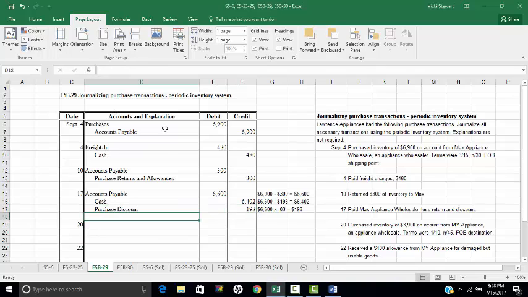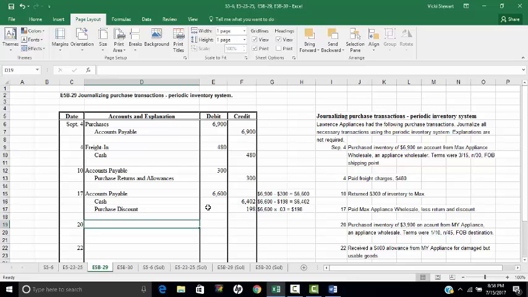We calculate the purchase discount using the terms that they were given, 3/15, so 3% times the net amount after the allowance. $6,600 times 3% is $198.